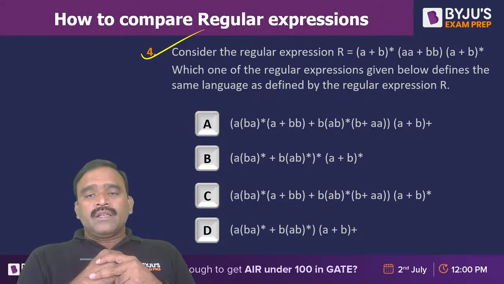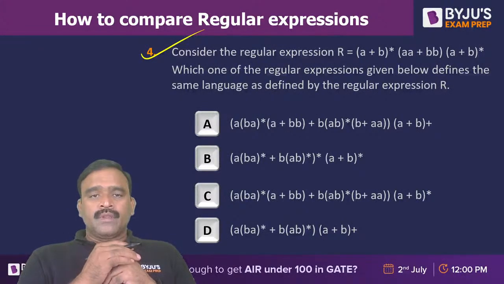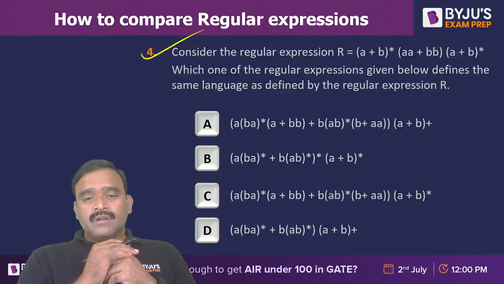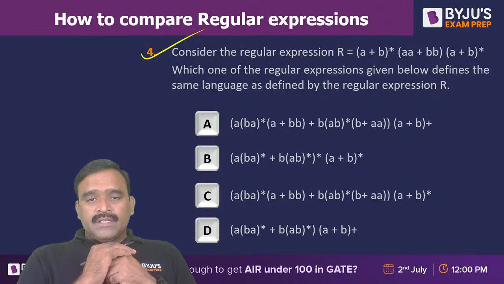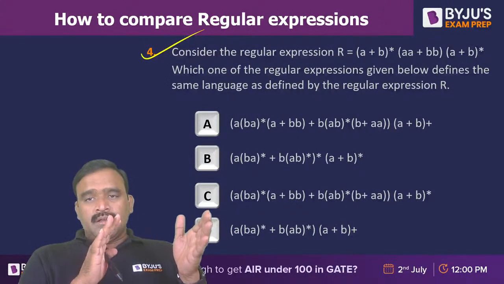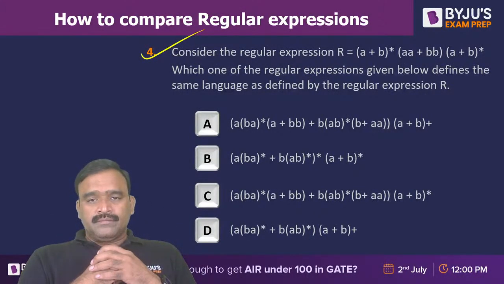Consider the regular expression R equal to (a+b)*(aa or bb)(a+b)*. Which one of the following regular expressions given below defines the same language as defined by the regular expression R? It is very simple. (a+b)*(aa or bb)(a+b)*.